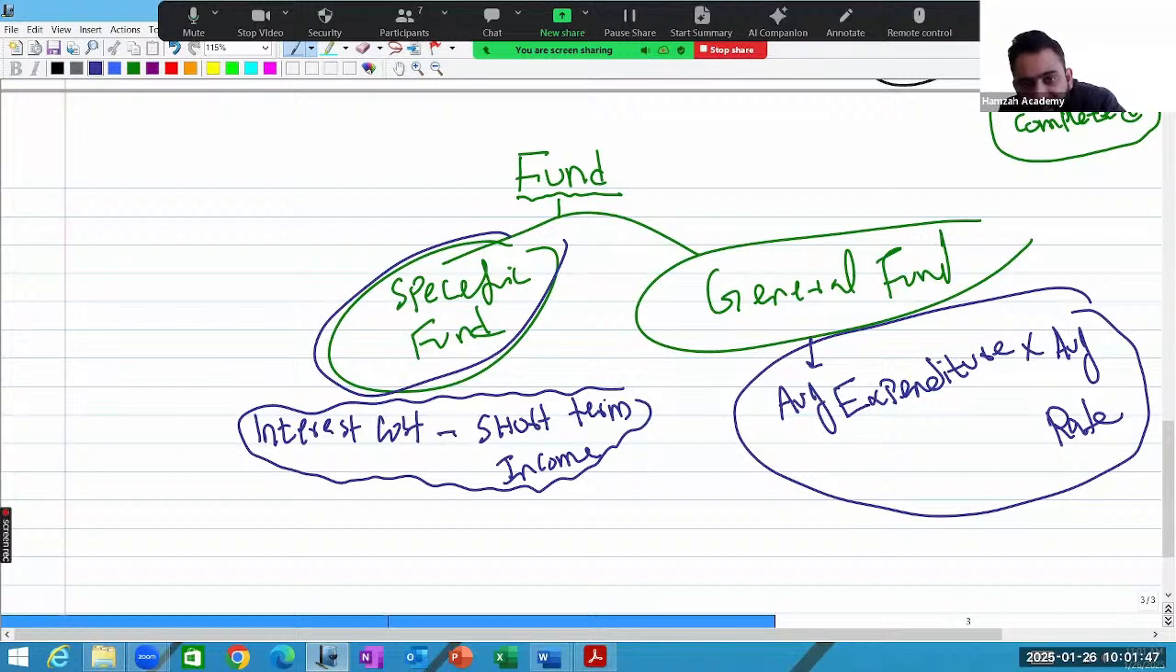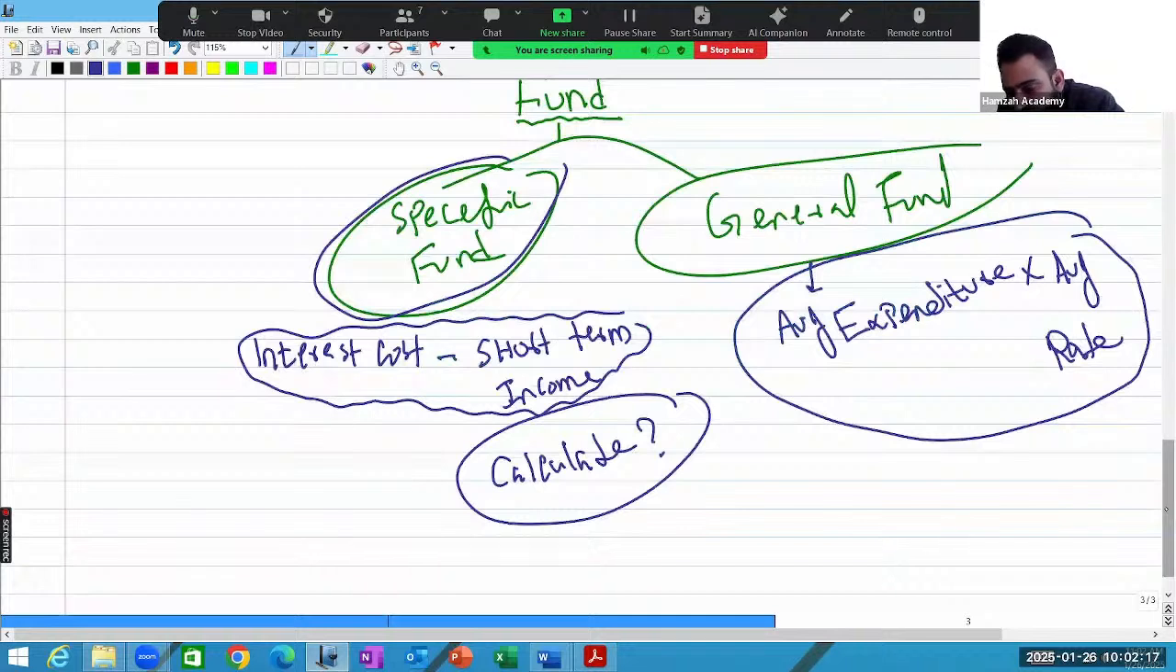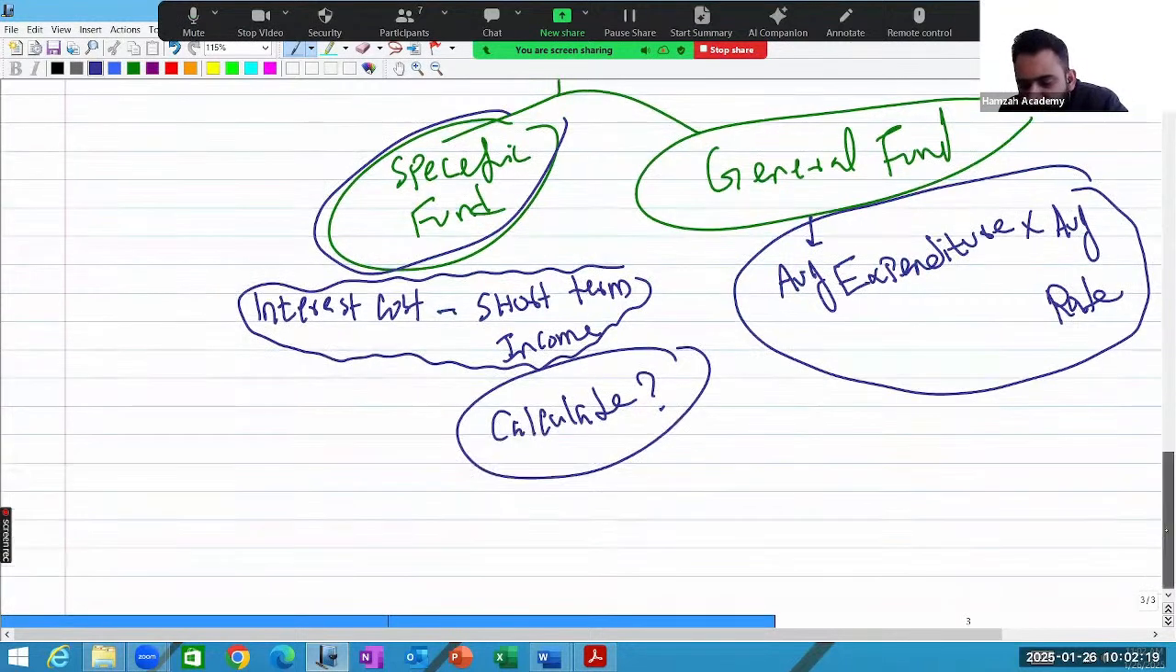So we will capitalize the net interest cost in the cost of the asset if we are using the specific fund. And if we are using the general fund, we will be using the average expenditure into average rate. Now the next question is how we will calculate that amount. What are the guidelines to calculate that amount? Now we will discuss the calculation of specific fund and general fund, but we will discuss the calculation in the next class.